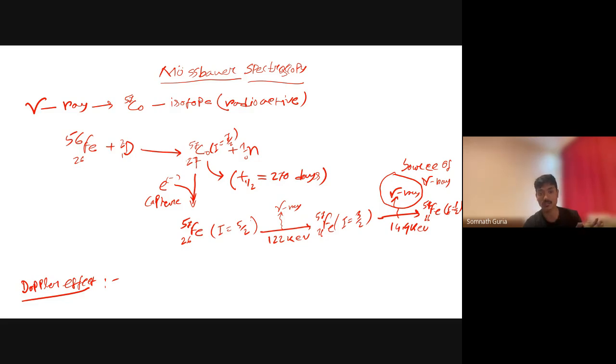So to provide some energy, or take some energy out of the gamma ray, we are actually moving the source. That is called Doppler velocity, by providing some velocity, or taking it out in the backward direction, which is the negative velocity we are talking about. And then we are properly aligning the energy required for the absorption of the gamma ray by the samples.